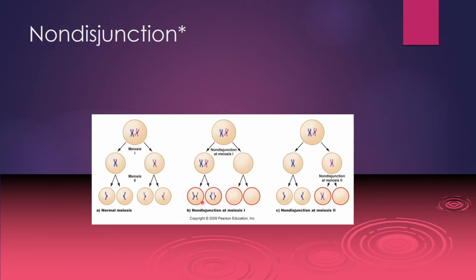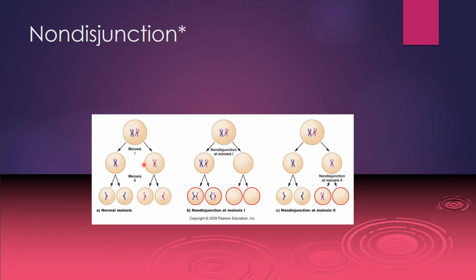When we're talking about non-disjunction, it can happen in meiosis 1 or meiosis 2. When it happens in meiosis 1, the homologous chromosomes at anaphase don't separate to opposite poles. So they both actually move to the same pole. That gives us one cell that has both of those chromosomes, that homologous pair, and it gives us another cell without that chromosome. Remember, though, that this is only one chromosome out of 46.